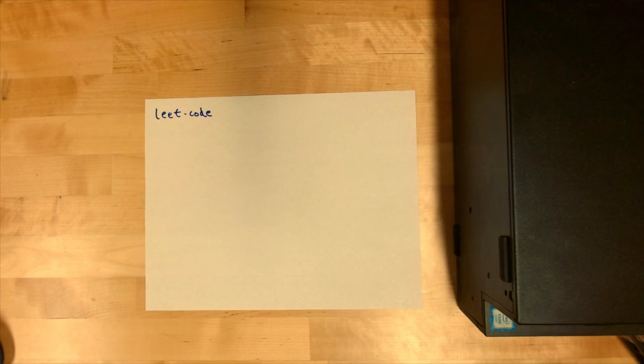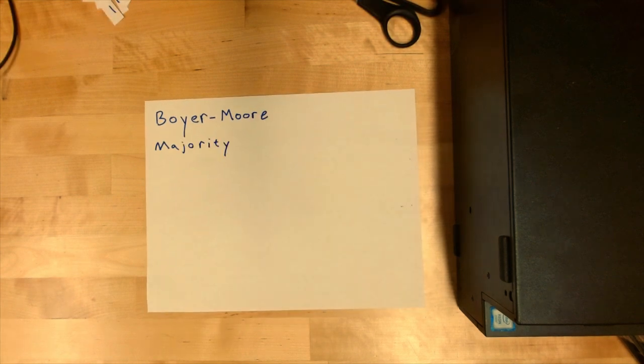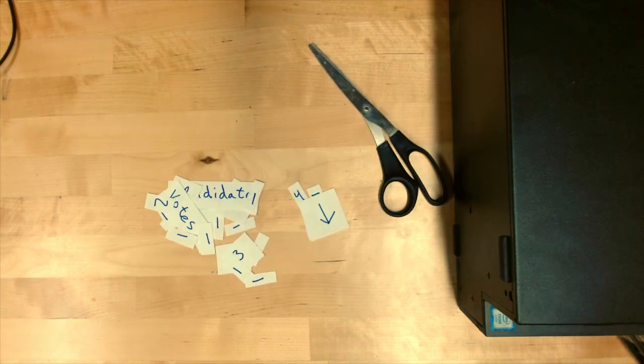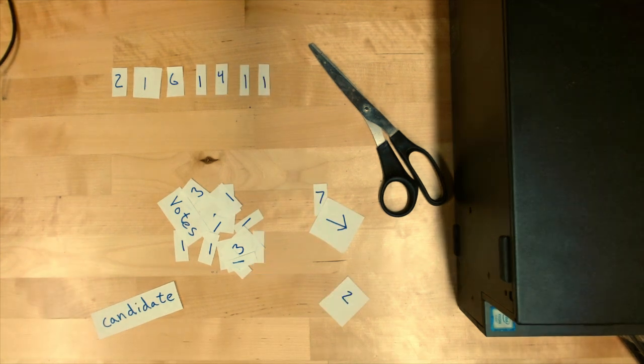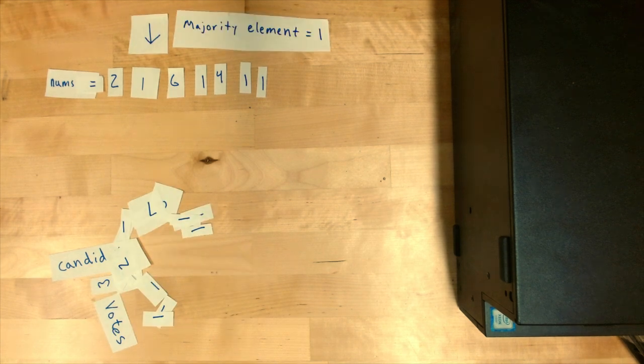Today we'll be discussing Leetcode 169 majority element. And to solve this one, we're going to be using the Boyer-Moore majority vote algorithm. Given an array nums of size n, return the majority element. The majority element is the element that appears more than n divided by 2 times. You may assume that the majority element always exists in the array.